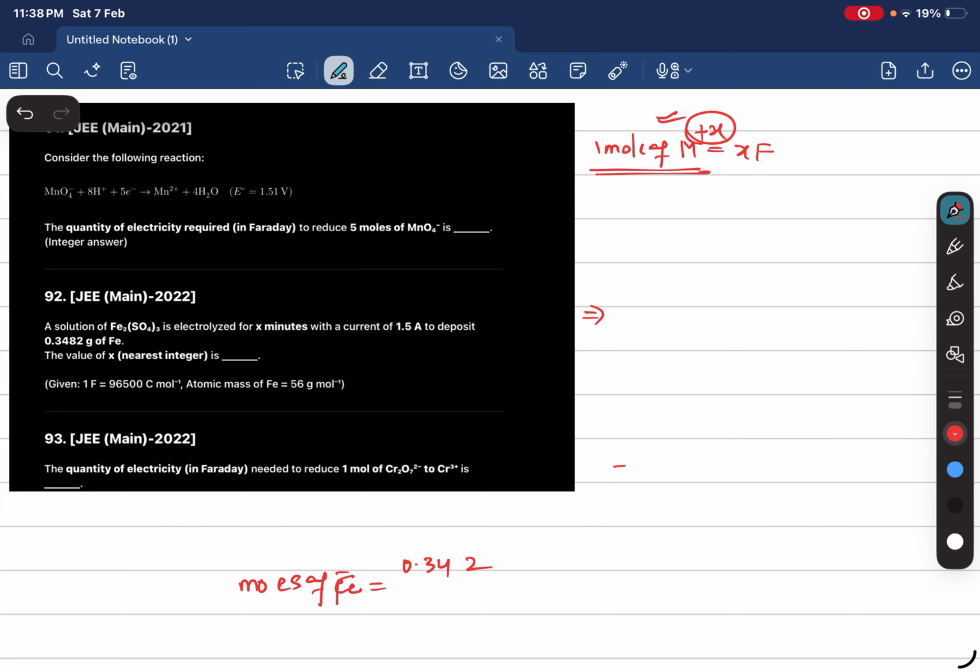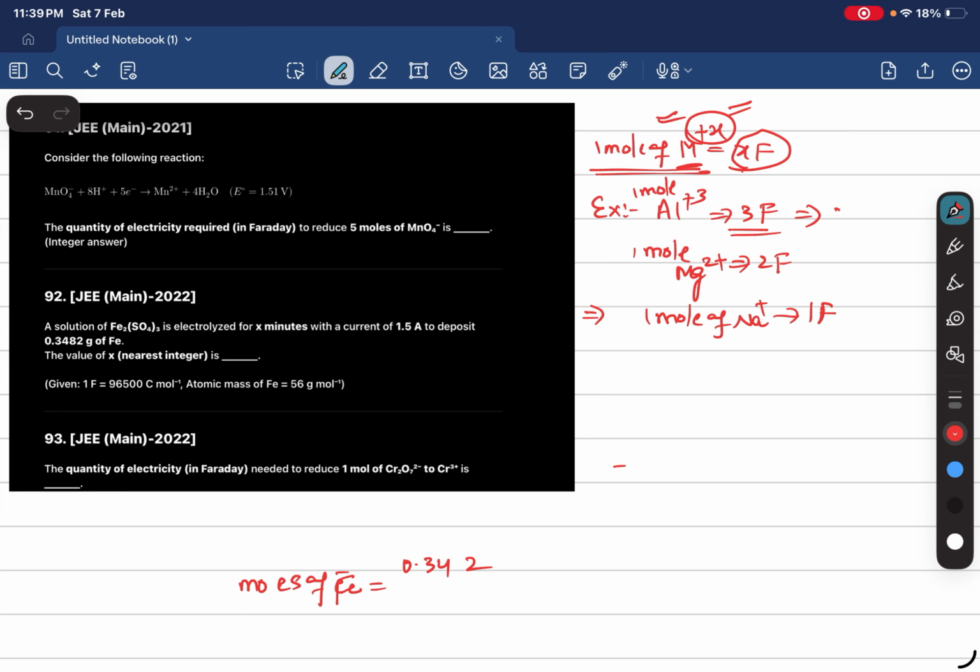So just here, to deposit 1 mole of M from M plus X, whatever the charge is there, whatever the oxidation state of the metal is there, that many Faradays are required to deposit 1 mole of metal from that oxidation state. Example, Al plus 3. If you want to deposit 1 mole of Al, 3 Faradays are required, which is also the same as for 1 mole of Mg2 plus. If you want to deposit it, 2 Faradays are required. Same way for 1 mole of Na plus, you need 1 Faraday.